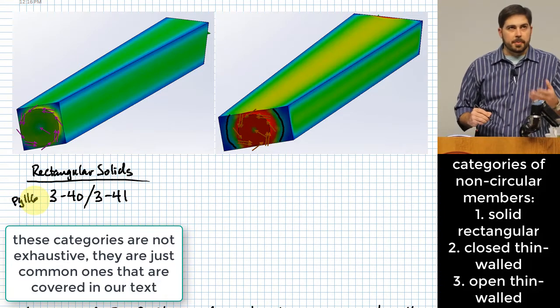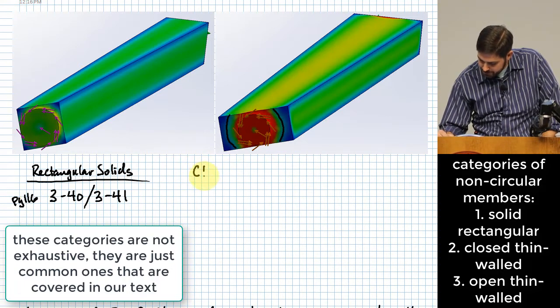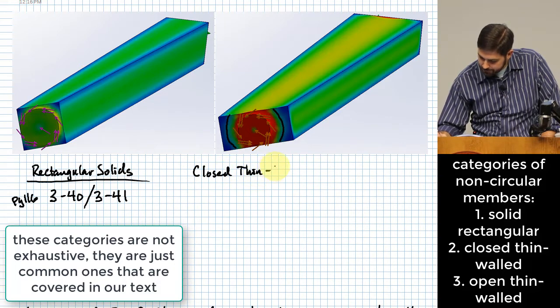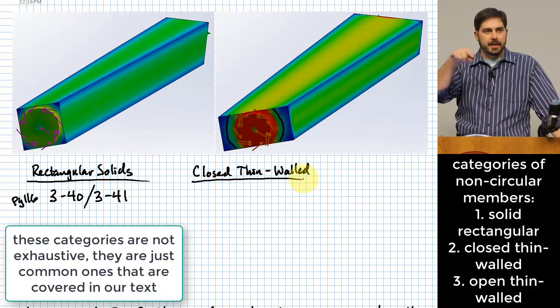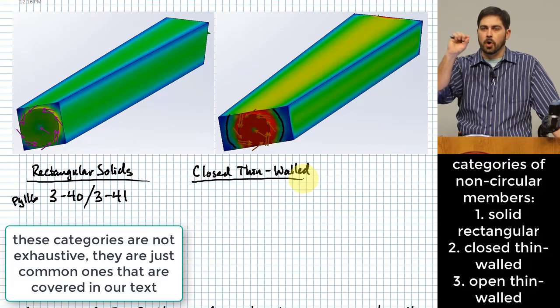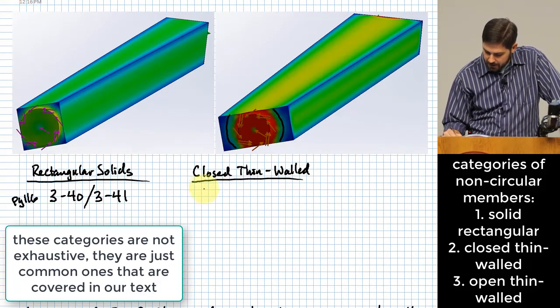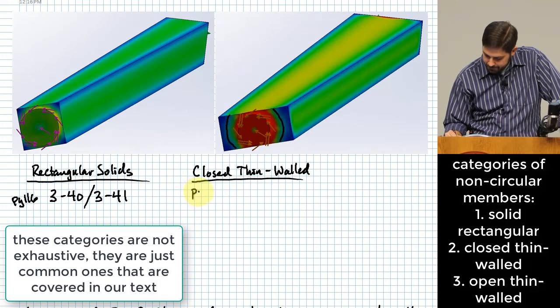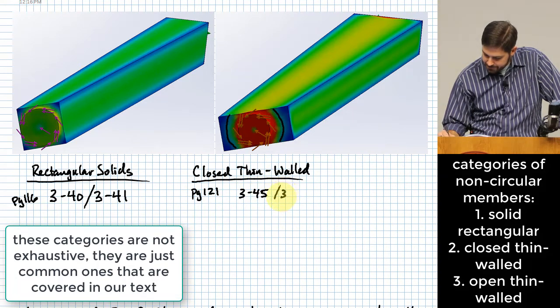Another possibility that we have is closed, thin-walled, which is like a tube, right? It's when you've got a closed section, but the wall is thin. The equations that we have for that are on page 121, and those equations are 345 and 346.